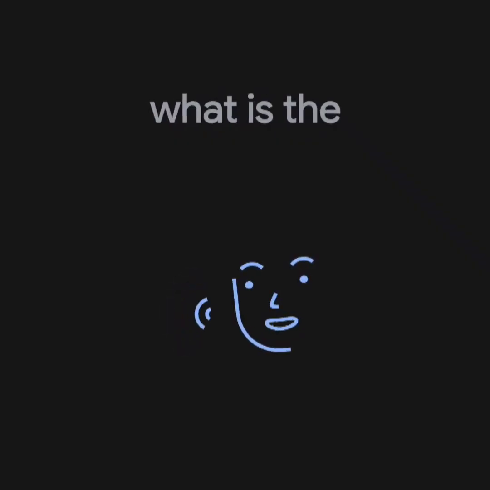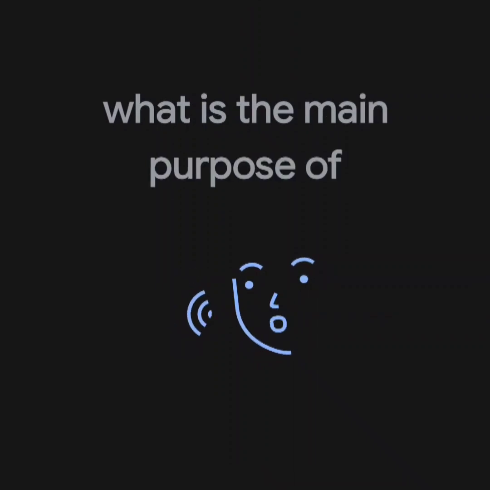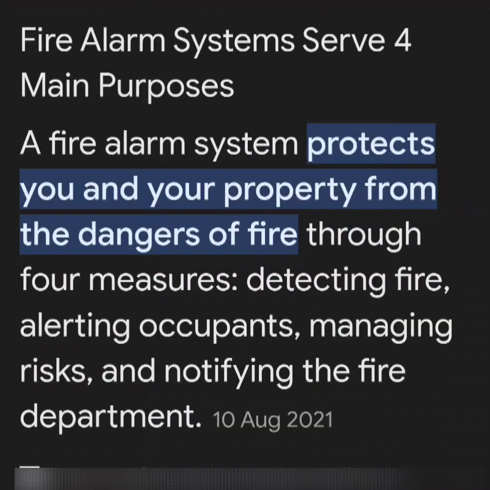What is the main purpose of fire alarm system? According to White Palm's Fire Equipment, a fire alarm system protects you and your property from the dangers of fire through four measures: detecting fire, alerting occupants, managing risks, and notifying the fire department.